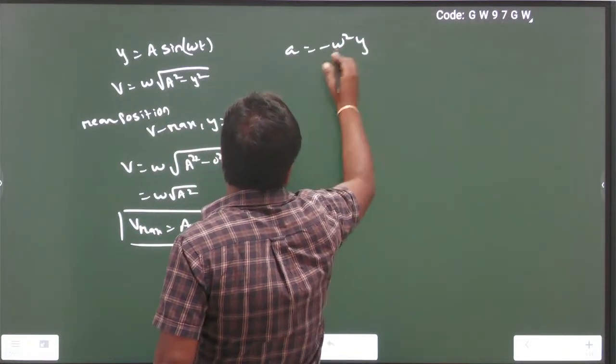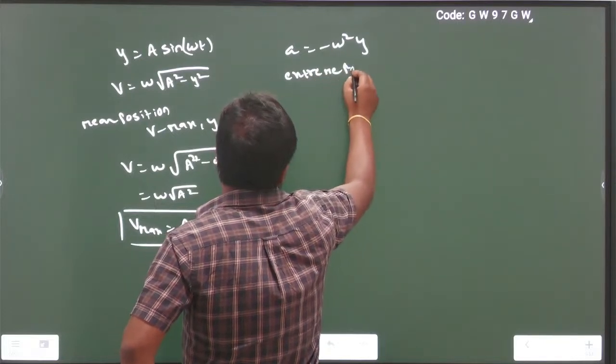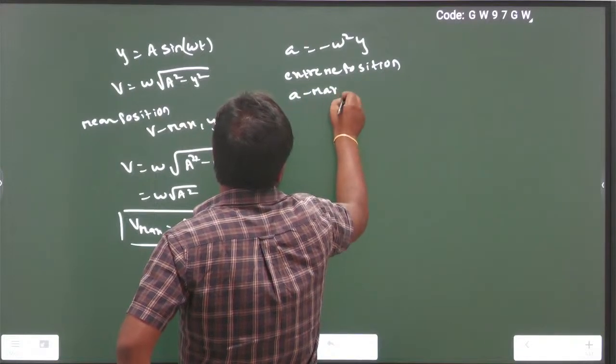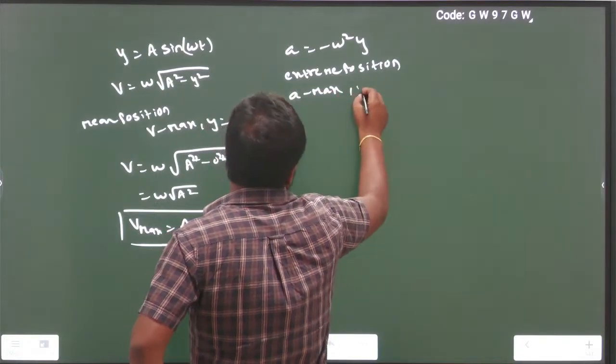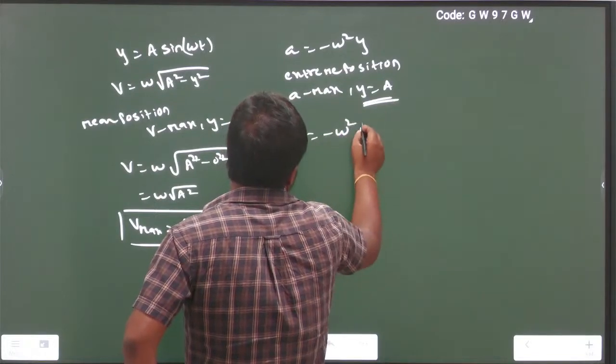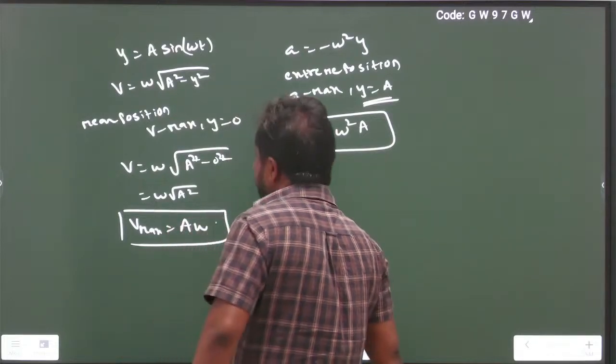Similarly, acceleration. What is the formula for acceleration? Minus omega square y. At the extreme position, acceleration will be maximum. Displacement will be equal to what? y is equal to a. So a is equal to minus omega square a. This is called a max, the maximum acceleration.